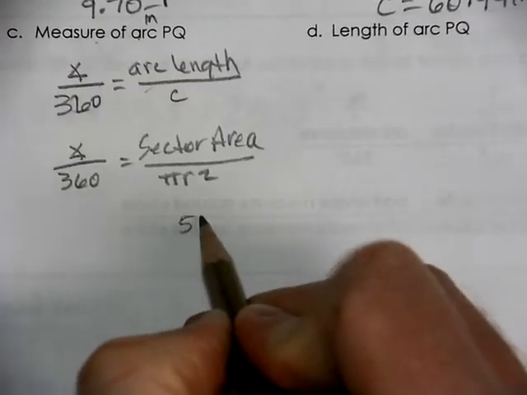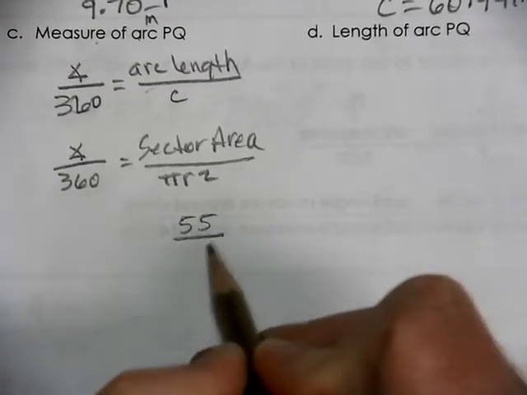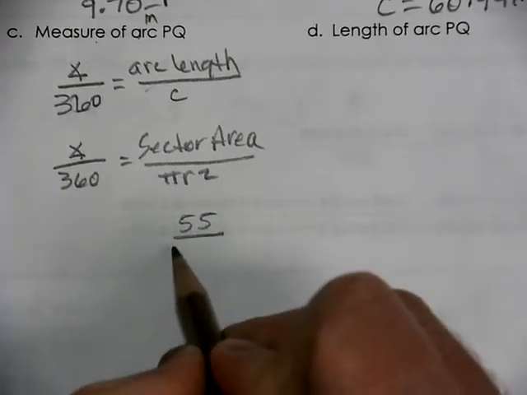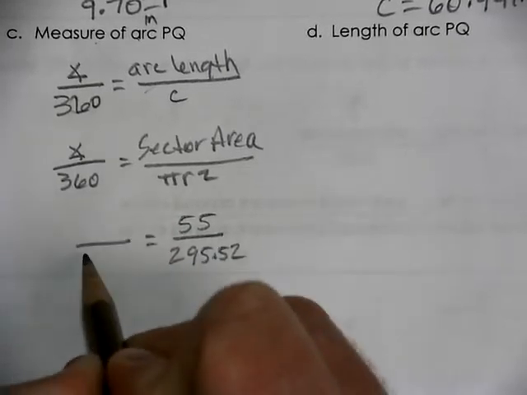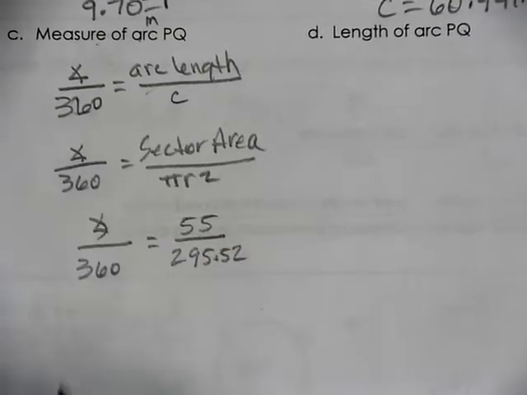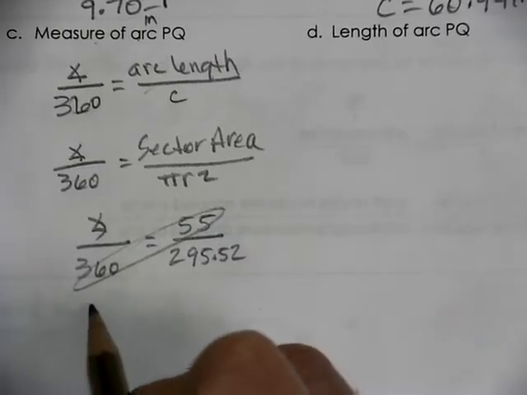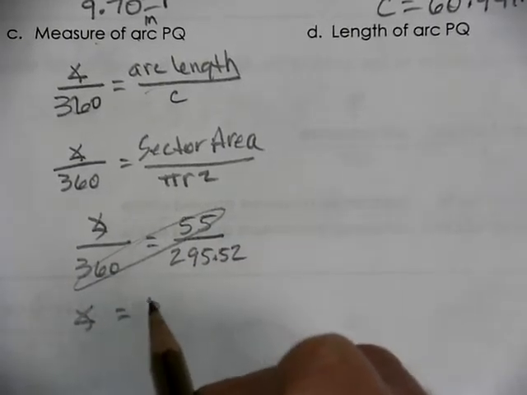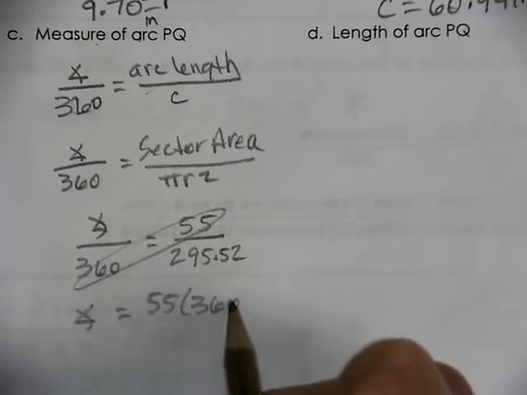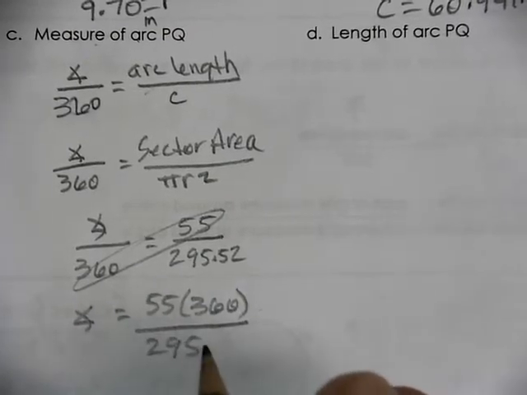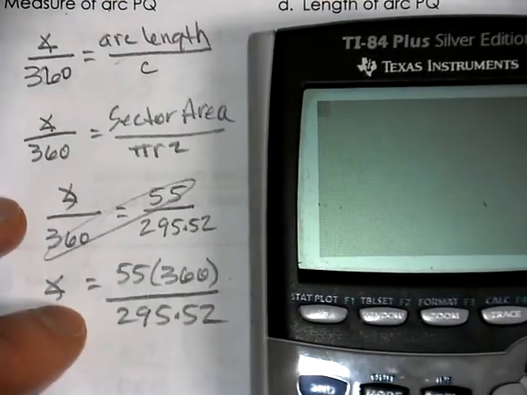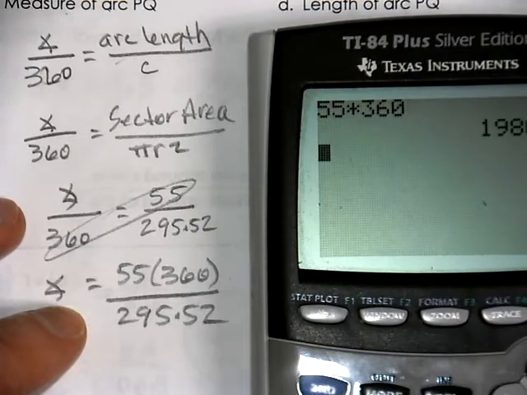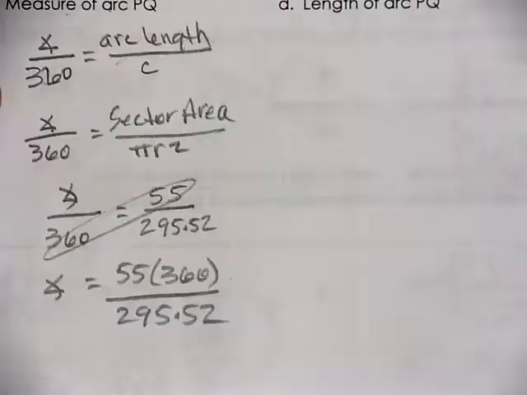We know the sector area is 55. We know that the area of the circle is 295. And we're trying to find the angle. So we're going to cross multiply to help us find this angle. And that gives us a 67-degree angle.